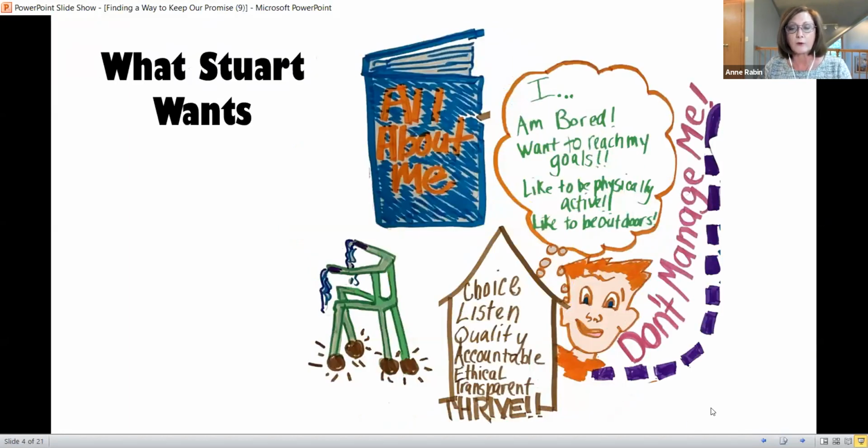It was based around what Stuart wants. Stuart's sister likes to say, it's always about Stuart. And in this situation, it was all about Stuart. Stuart was telling us that he was bored, he wanted to reach his goals, he wanted to be physically active and be outdoors. He didn't want to be managed by a system or caseworkers.